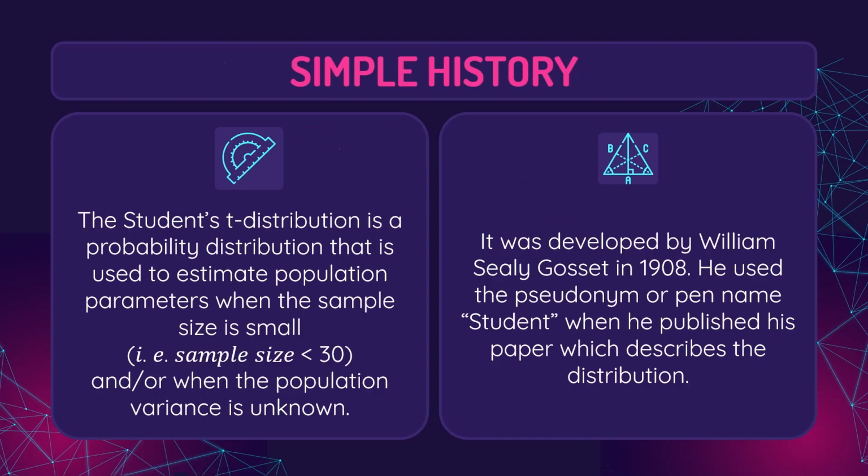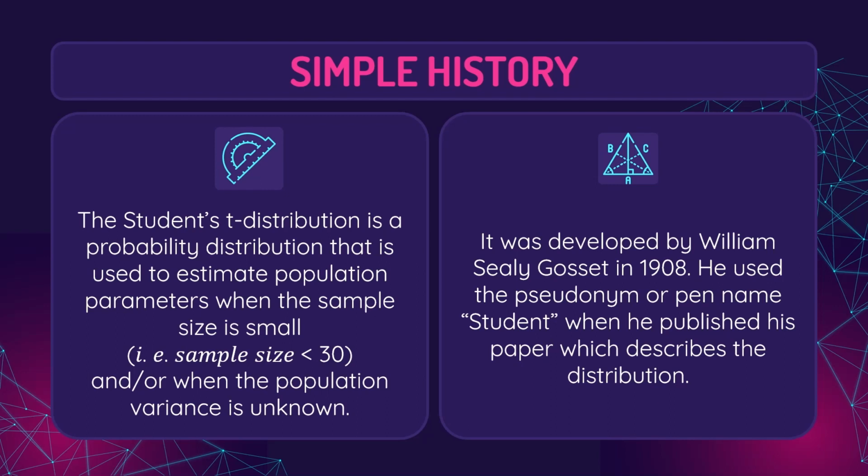So in this particular case, class, the student's T distribution is a probability distribution that is used to estimate population parameters when the sample size is small, for example, less than 30, and or when the population variance is unknown. So take note, kailan natin ginagamit ang t-distribution? Kapag, number one, ang sample size natin ay maliit, let's say less than 30, and the variance is unknown. Kung hindi given ang variance.